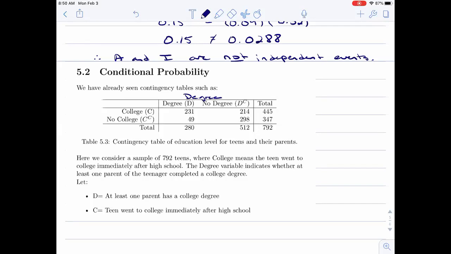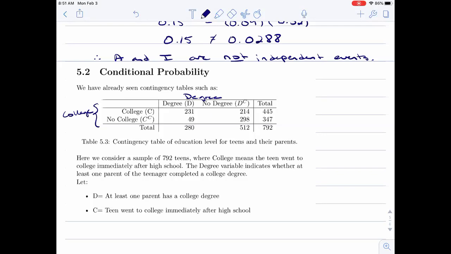So here we've got this degree. And then here we've got the college. So we've got the counts in each of these cells, right? And so from here we can pull a lot of probabilities, right? But what we want to get into talking about now is the conditional probabilities that we kind of touched on earlier, unintentionally. Is, well, what's the probability of a teen going to college given that their parent has a degree, or at least one of their parents has a degree? So now we're chiseling down our sample size, so we're not talking about all 792 now, right? We're talking about all of those teens whose parents, one of them at least, has a degree, right? And so now we're talking about the total of 280 instead of the 792.